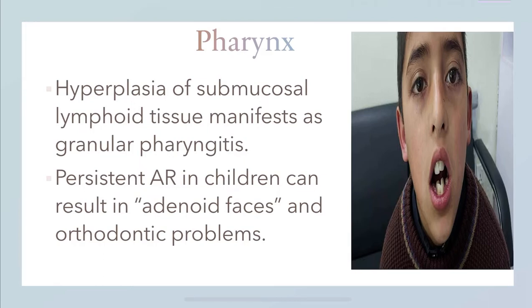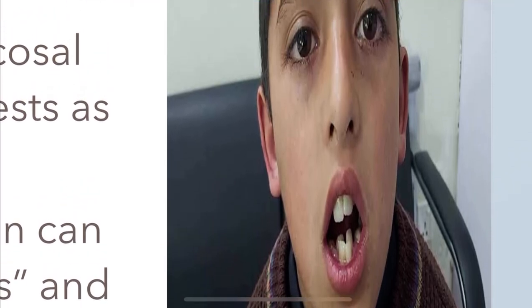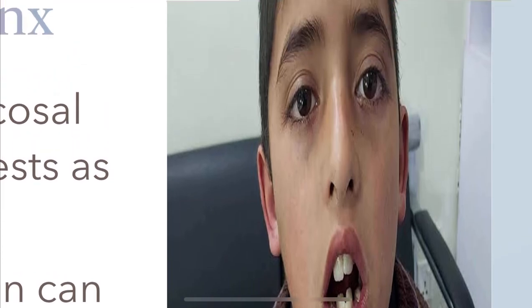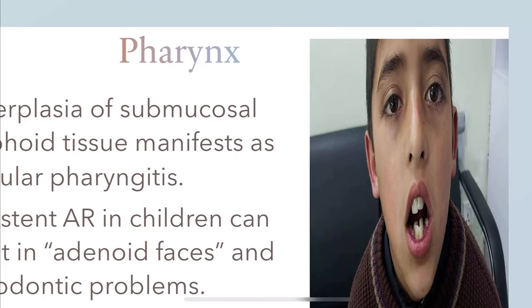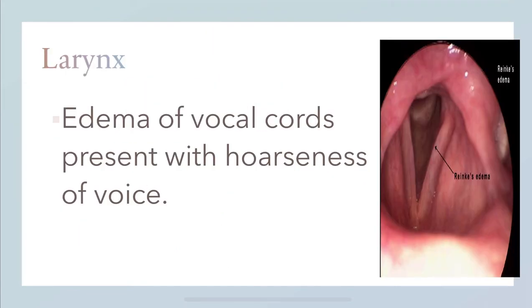So guys, because of the allergic rhinitis, this child will have mouth breathing. As a result, there is crowding of the teeth, hitched up upper lip, pinched appearance of the nose, long face. This is nothing but a typical adenoid facies, and people also suffer from orthodontic problems. Then how does allergic rhinitis bring in complications in the larynx? It will produce edema of the vocal cords, presenting with hoarseness of the voice.